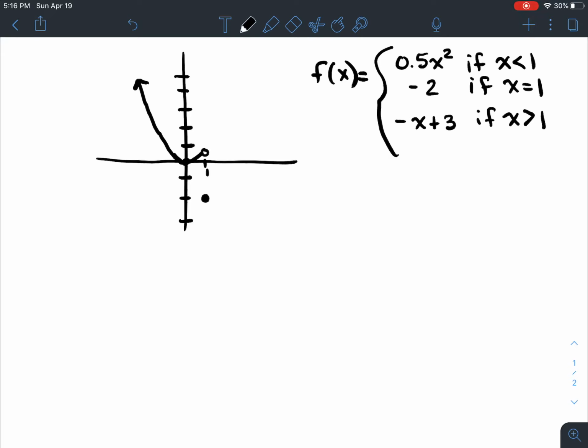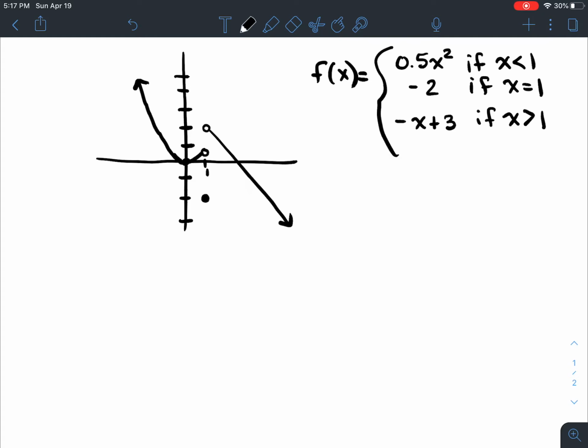Okay, and then when x is greater than 1, I know that my equation is -x + 3. So I got a slope of -1 and a y-intercept of 3. Except that my y-intercept's not going to happen because my graph only exists for values greater than 1. So if my graph was at 1, -1 plus 3, I would be at 2. But I'm not going to be actually at 2 because I don't exist when x equals 1. And then my graph's going to go off in this direction, with a slope of -1. Okay, cool. So that's my piecewise function.